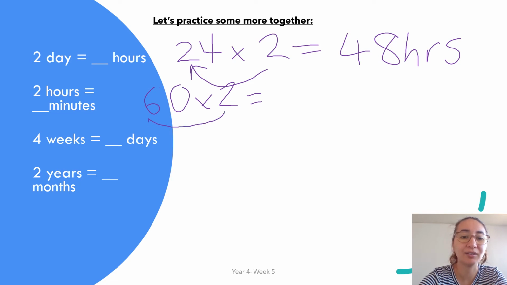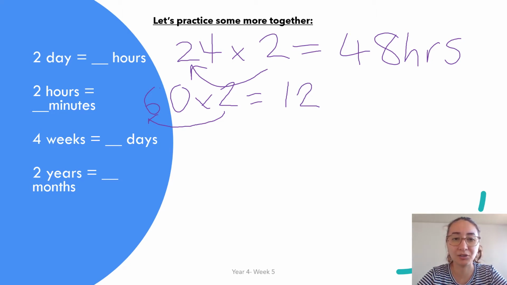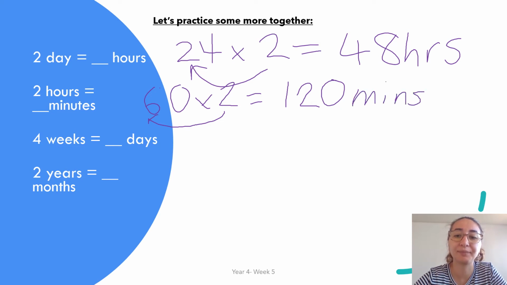So we've got 2 times 6 is 12. And we know it's in the tens column, so it's 120 because 2 times 0 is 0. There we go. The answer would be 120 minutes. Again, I'll use the abbreviation.